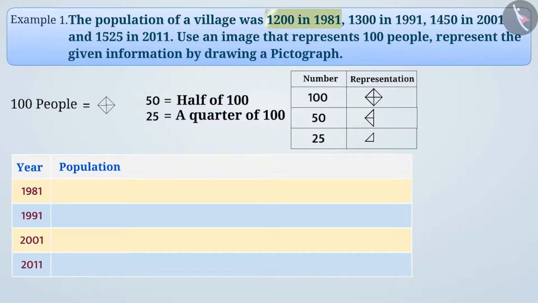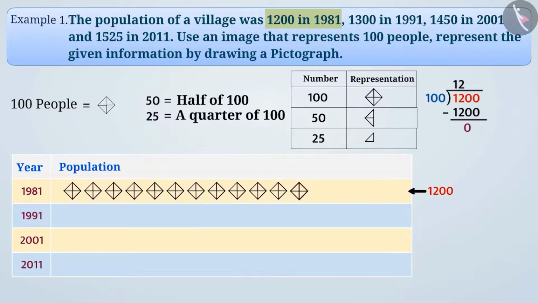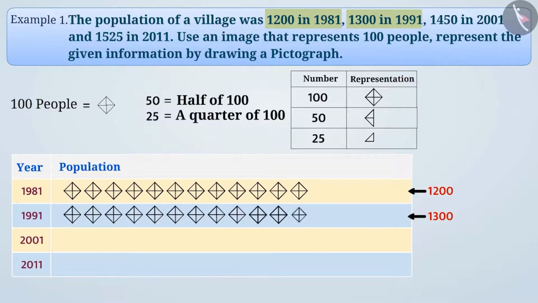According to the initial information, in 1981, the population was 1,200. We have used this image to show the number of 100 people. Accordingly, here 1,200 divided by 100 is equal to 12 will be obtained and remaining 0 will be the remainder. That is, 1,200 can be represented by making 12 such images. Similarly, we will represent 1,300 by making 13 such images.